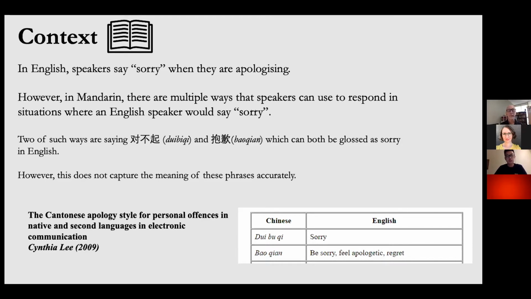in English. I've included a study by Cynthia Lee 2009 at the bottom, where she illustrated the meaning of several Chinese words, two of which are 对不起 and 抱歉. As we can see, both can be glossed as sorry. And even if 抱歉 bears additional information such as feel apologetic or regret, it doesn't capture the meaning of these phrases accurately, and it doesn't distinguish between the two of them accurately either.